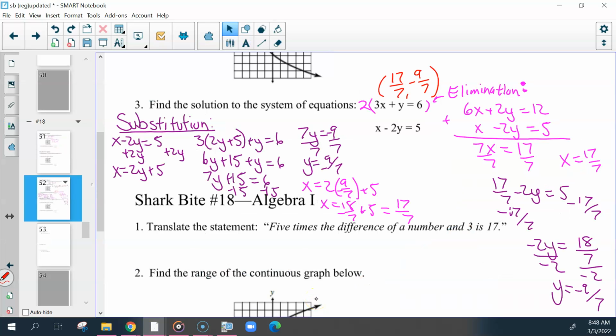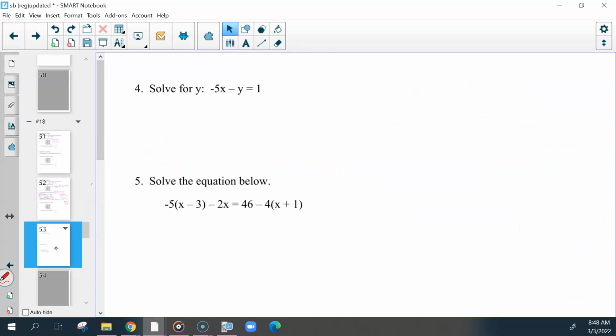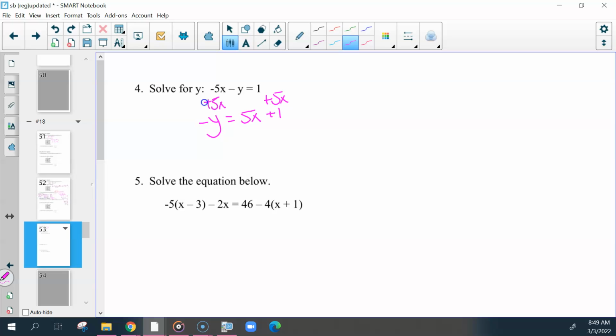Questions on that one? Number 4, how would we solve this for y? You do plus 5x. So we write it so it's negative y equals positive 5x plus 1. Then we divide by negative 1 on both sides. So you get y equals negative 5x minus 1.